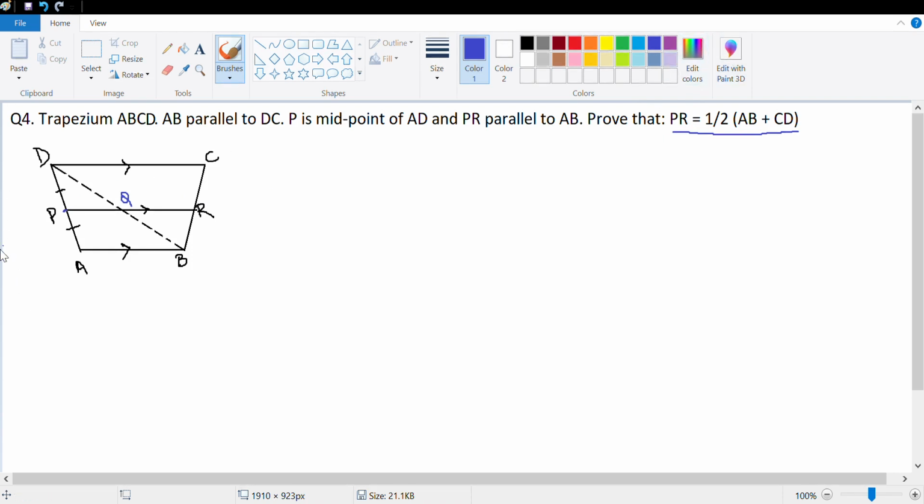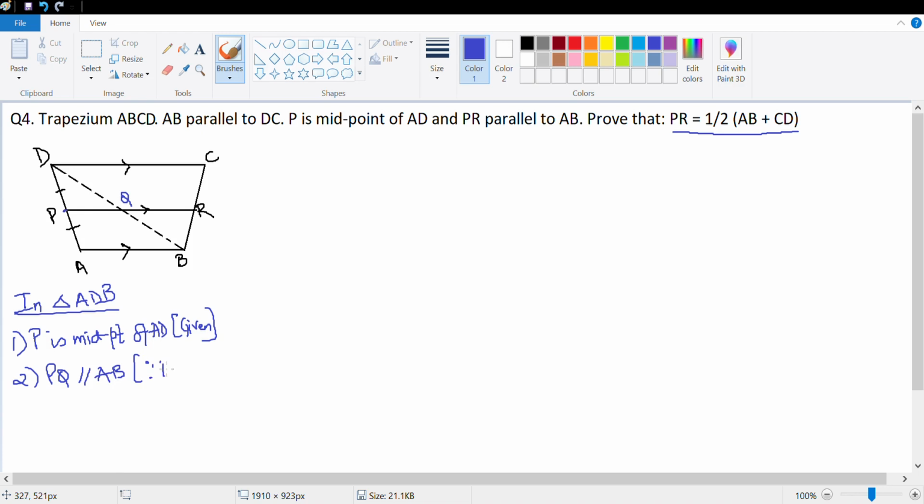So let's look at this triangle ADB that we just identified. In triangle ADB, number one, P is the midpoint of AD. Why? This is given. And number two would be PQ is parallel to AB. Why? Since PR is parallel to AB. This is given. So now one midpoint is given and the line is given parallel, which means we are looking at the converse.